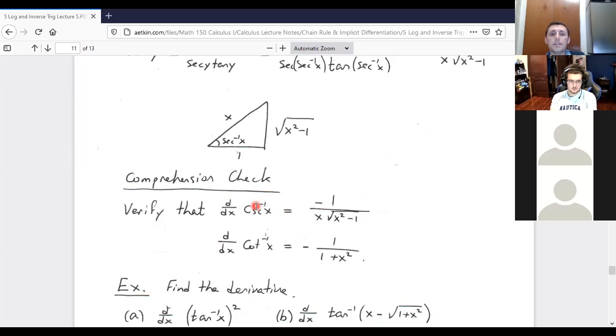Now, it's up to you. I'm not going to do it now, to verify that the derivative of cosecant inverse is minus 1 over x root x squared minus 1, and that the derivative of cotangent inverse is minus 1 over 1 plus x squared. Okay.